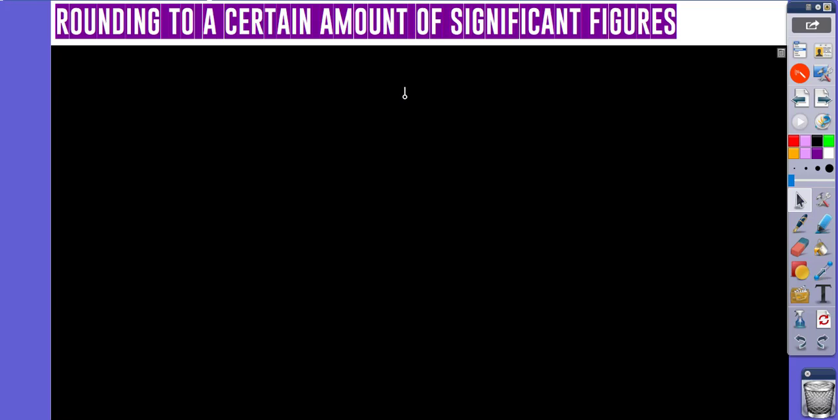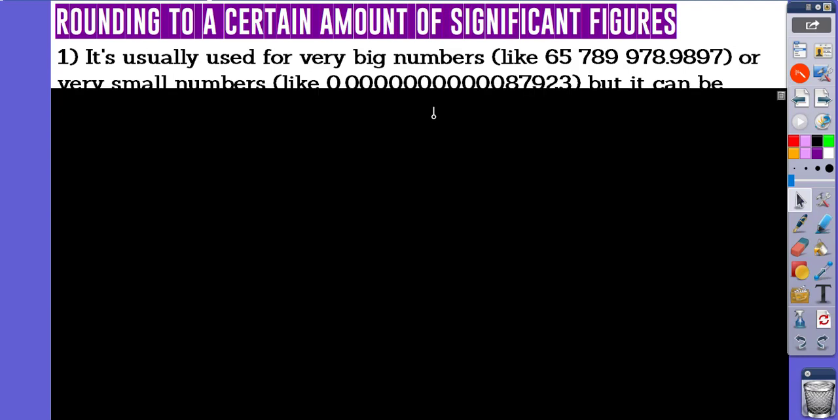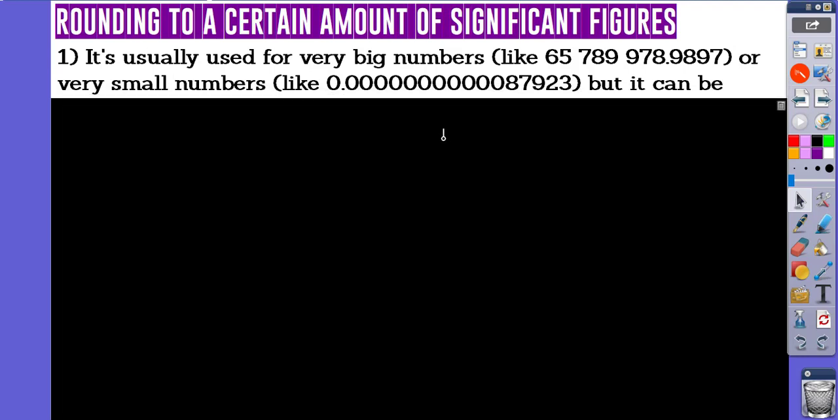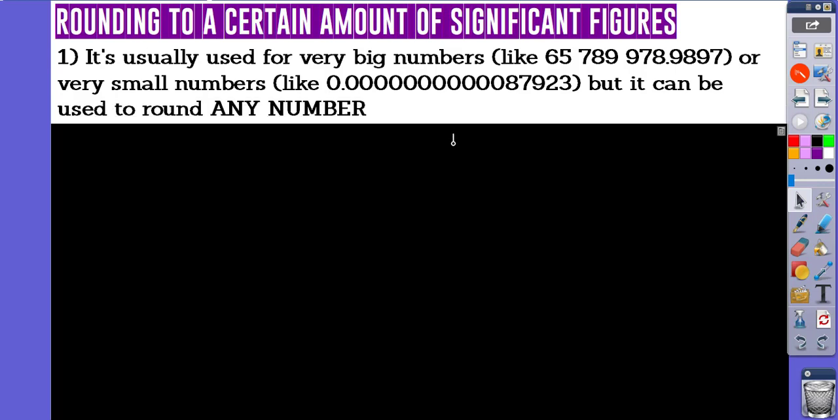The third form of rounding that we're going to learn is to round to a certain amount of significant figures. What are significant figures? This form of rounding, first of all, is usually used for very big numbers like 65,789 and so on, or very small numbers like 0.00000000000087923. But it can be used to round any number.